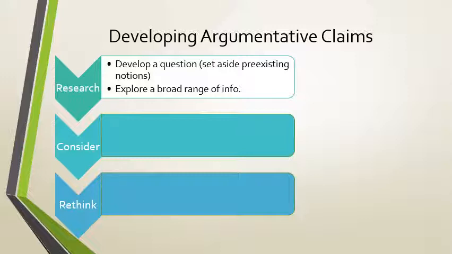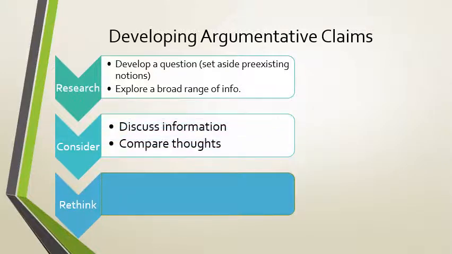Then we have to consider the research that we've found. We have to take that information and we have to discuss it. This is before we argue. We just have to discuss what we're finding, and we have to compare different thoughts about, what does this mean? What does ineffective mean? Do you see this connection to the Republicans? Do you see this connection to the Democrats? And you're not arguing at this point. You're just discussing the information so that you're considering all of the possibilities.